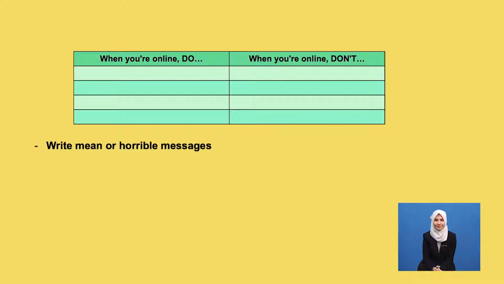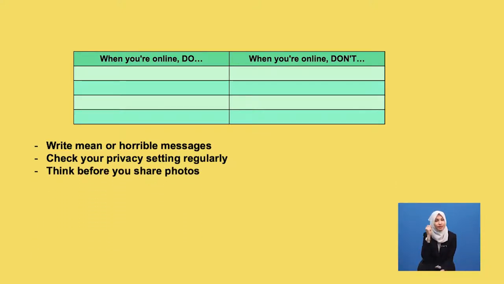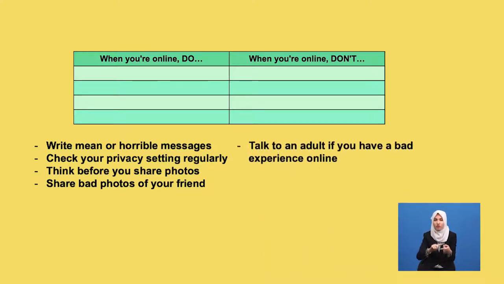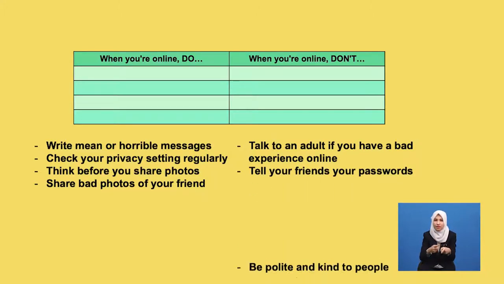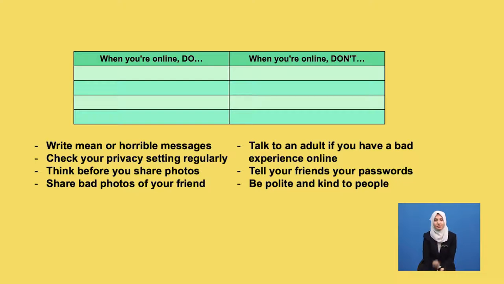Write mean or horrible messages. Check your privacy setting regularly. Think before you share photos. Share bad photos of your friend. Talk to an adult if you have a bad experience online. Tell your friends your passwords. Be polite and kind to people. Meet anyone in real life that you met online.